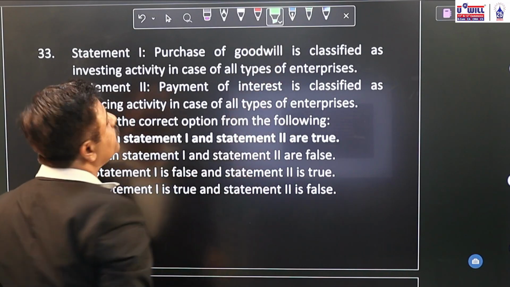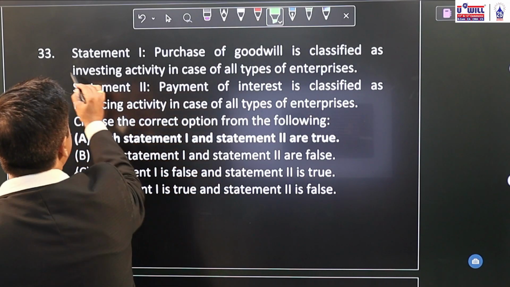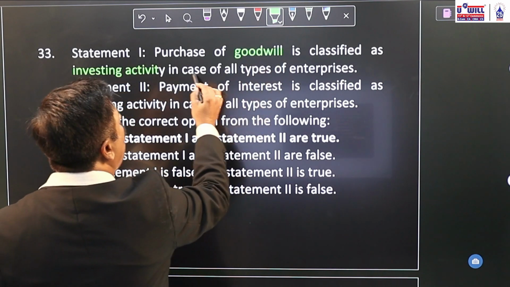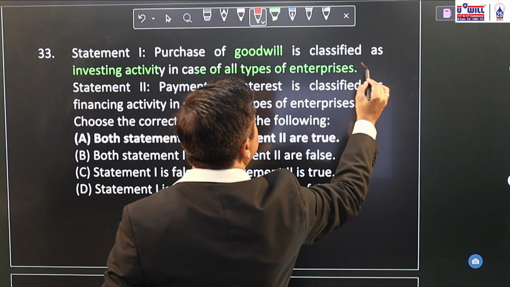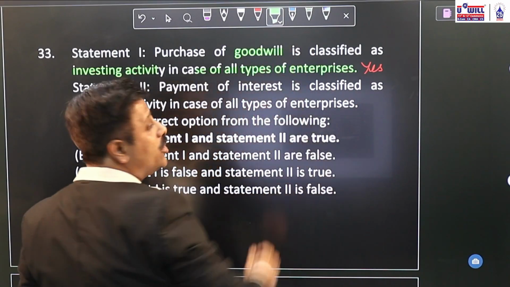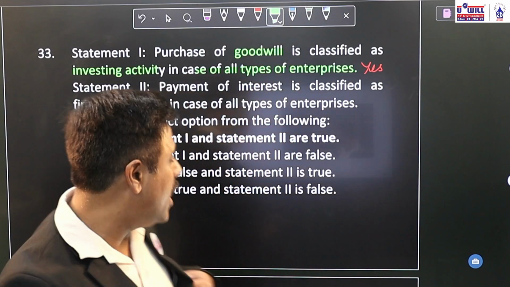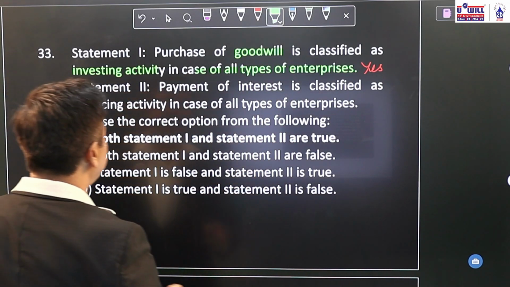Statement 1. Purchase of goodwill is classified as investing activity in all types of enterprises. Yes, true. Whether financial or non-financial enterprise, buying of goodwill is always considered as a part of investing activity.